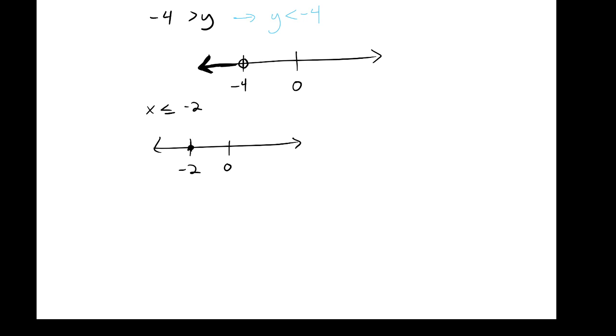We're going to use a closed dot, right? Because it is equal to here. It's the line underneath the less than sign, and then we're going to shade to the left, including the arrow.